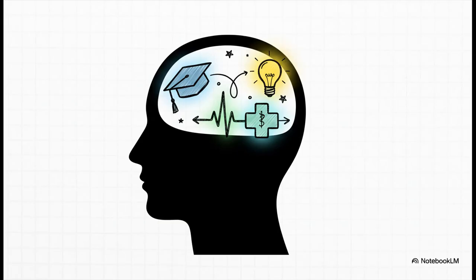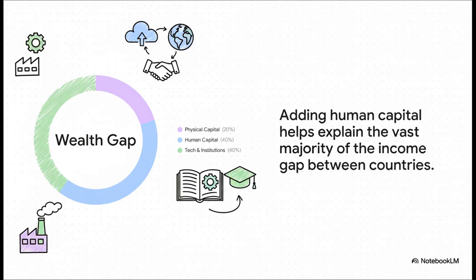What's the secret ingredient? Well, in the 1990s, a new generation of economists realized Solow's original model was missing a completely different type of investment: human capital. It's not just about the tools workers have. It's about the skills, the knowledge, and the education inside their heads. And it turns out, once you stir human capital into the mix, the model's ability to explain what's happening in the real world just skyrockets.